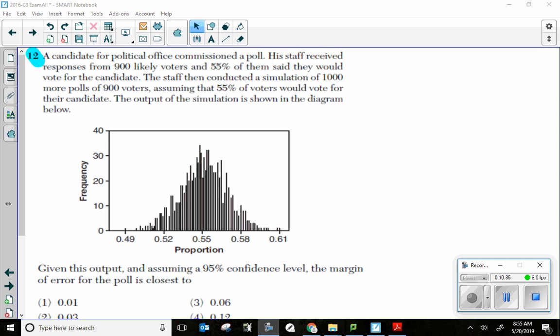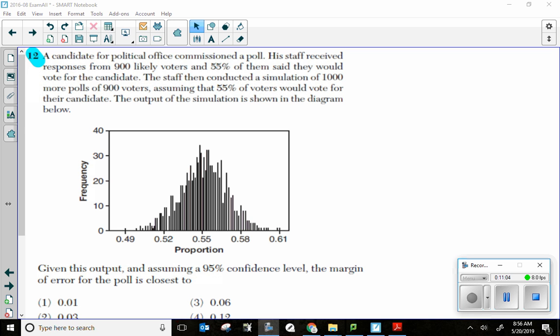Number 12. This one is a data or stats problem. A candidate for political office commissioned a poll. His staff received responses from 900 likely voters, and 55% of them said that they would vote for the candidate. The staff then conducted a simulation of 1,000 more polls of 900 voters each, assuming that 55% would vote for their candidate. The output of the simulation is shown in the diagram below.